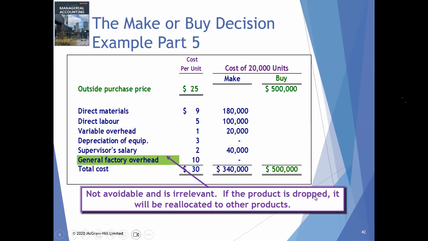If the product is dropped, it will be reallocated to the other product. It means like general factory overhead, as it was mentioned in the note, that general factory overhead, which is allocated on the basis of direct labor hours, would be unaffected by this decision. So general factory overheads, that is not going to make any difference. So this general factory overheads, that we are not going to consider here, and we are not including in the total, right? So depreciation of the equipment that we are not considering, and this is also that we are not considering.